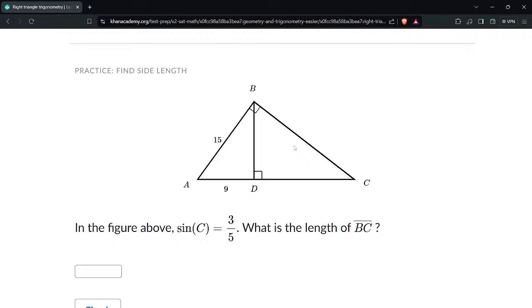BD is equal to root under 15 squared plus 9 squared. If you do 24, right? That is equal to that.